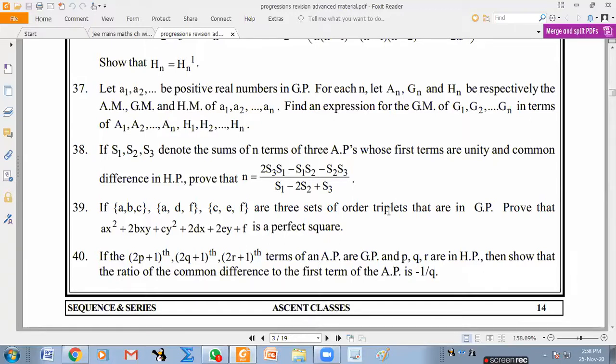Anybody any doubt in 37? No, sir. Okay. Just take 39 now.